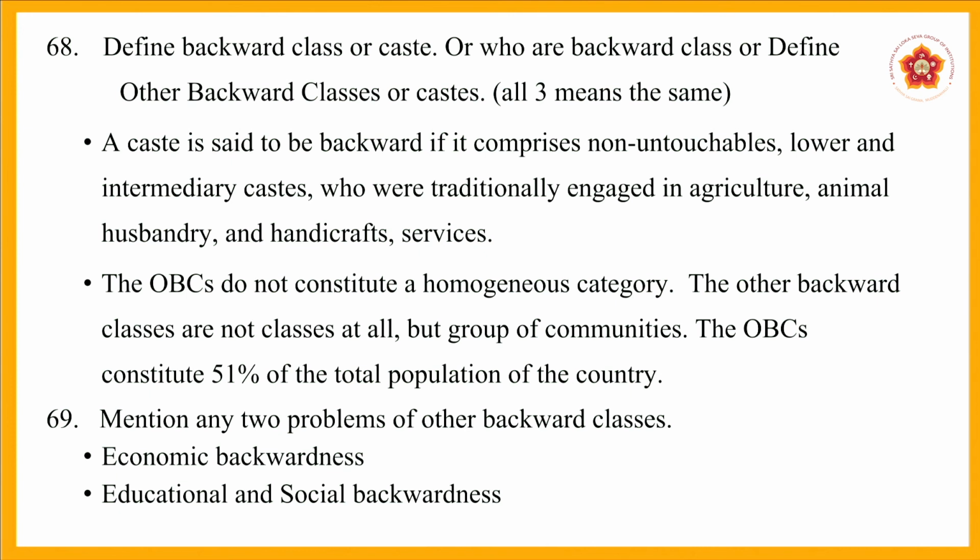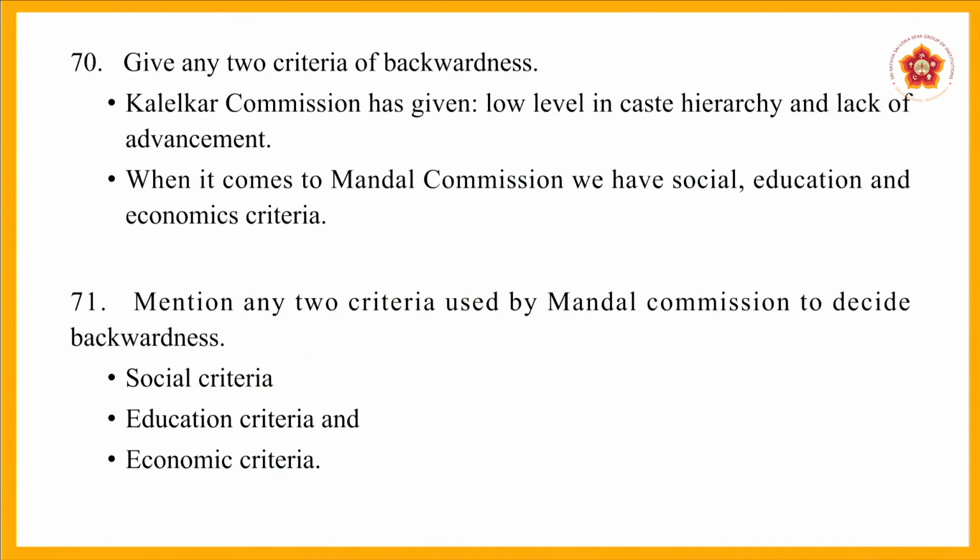The OBCs do not constitute a homogeneous category. The other backward classes are not classes at all, but group of communities. The OBCs constitute 51% of the total population of the country. Next, mention any two problems of other backward classes. So, out of 4 you can mention economic backwardness, educational and social backwardness, or any the other 2 also you can mention. Give any 2 criteria of backwardness.